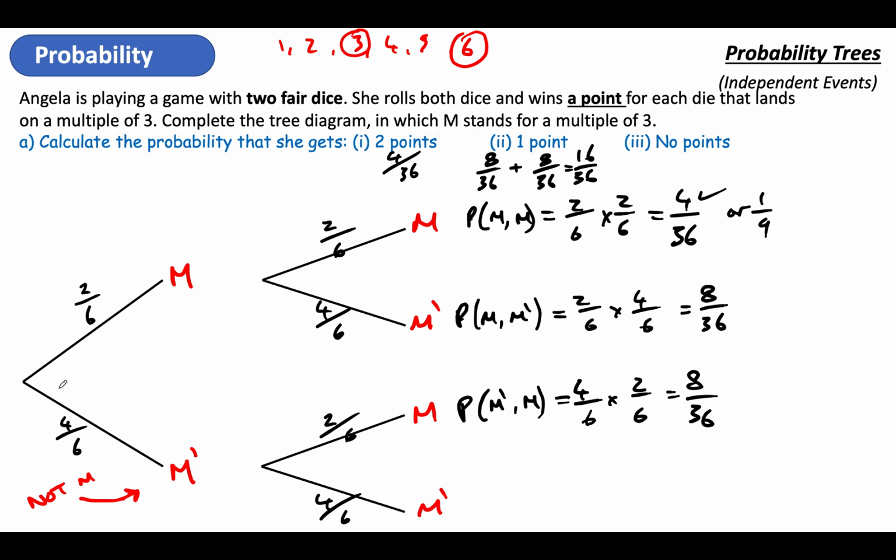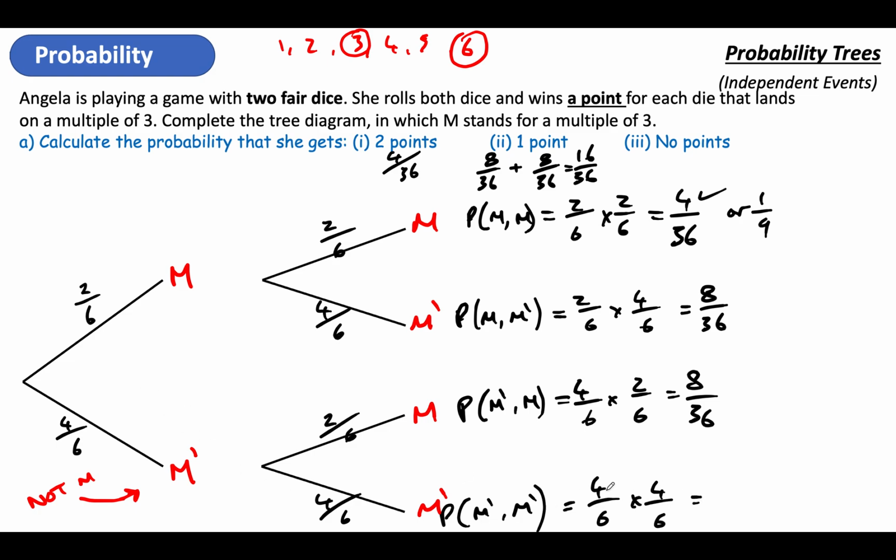And then lastly, 0 points. There's only one way of doing that. That's the probability of getting no points, nil point, and no points, nil point. So 4/6 and 4/6. We're going along the branches, so we multiply.